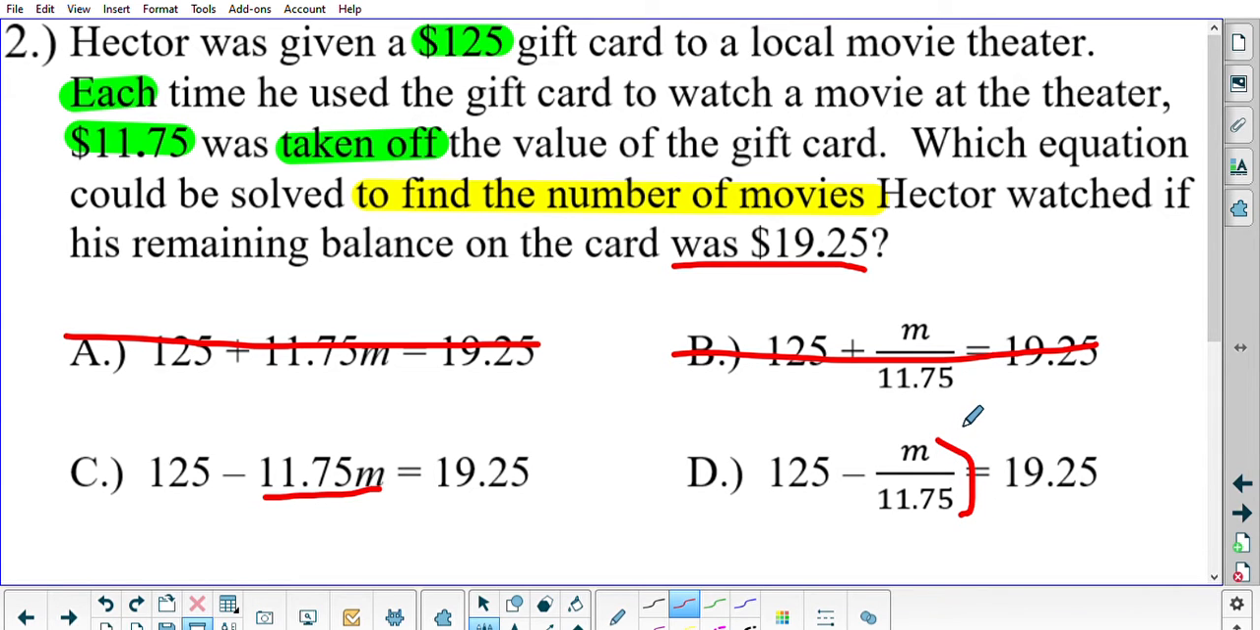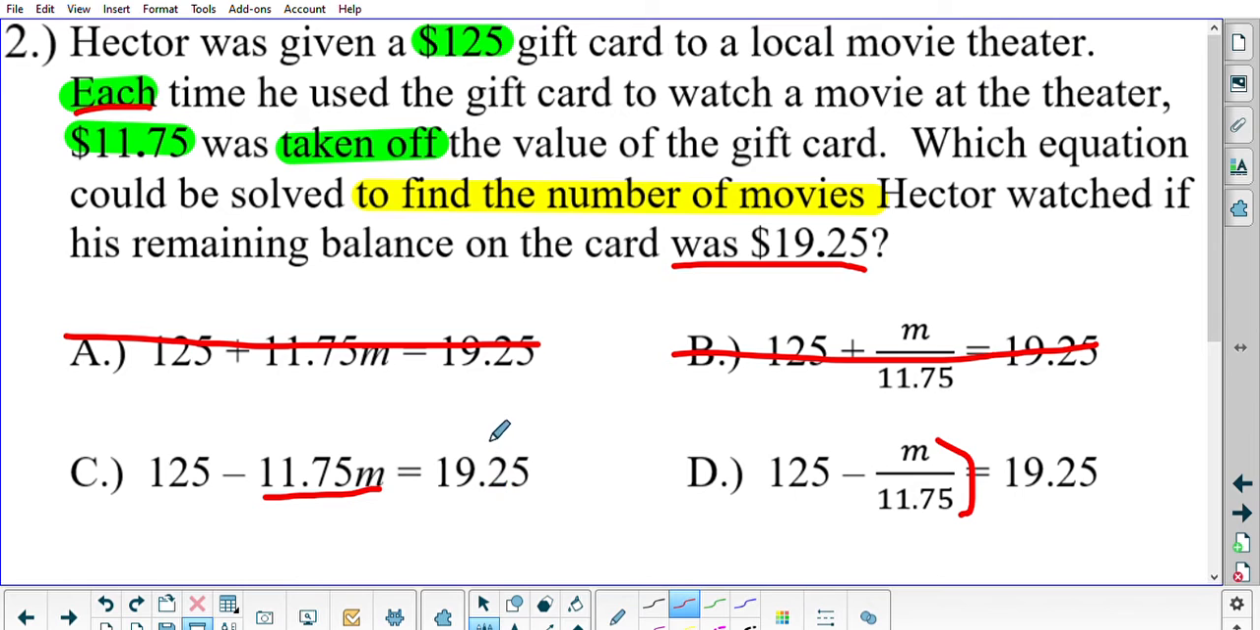Which is the way that it would happen in real life? If it's 11.75 for each time you watch a movie, wouldn't you take the number of times you watch a movie times the cost of each movie and then subtract that away from 125? Yeah, you would. And like I said a minute ago, the word each kind of gave you a hint that multiplication is probably going to be involved.